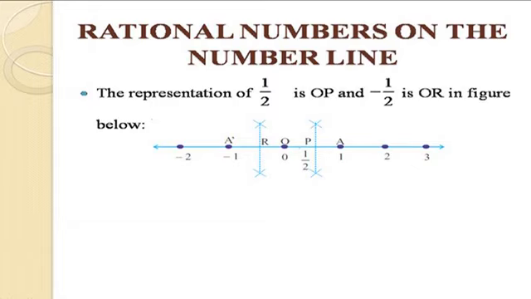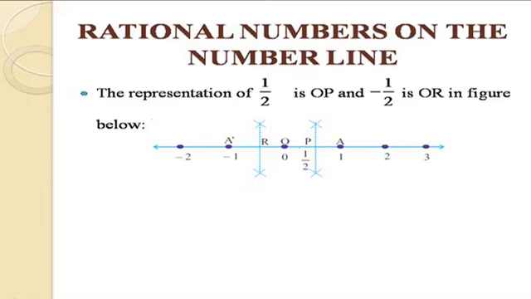You see in the figure OP, and OP is exactly half of OA, and from the figure you find OA is nothing but 1 unit. Therefore, OP is exactly half of OA, which is nothing but 1 by 2.